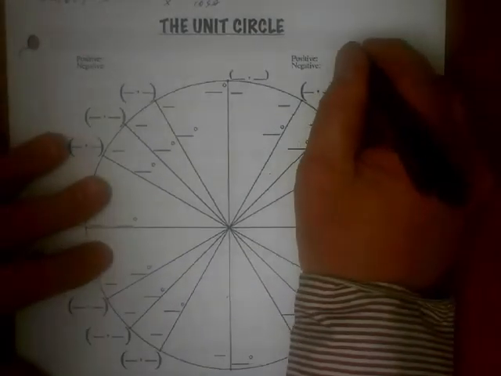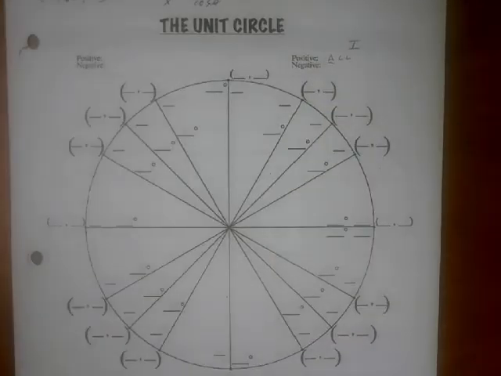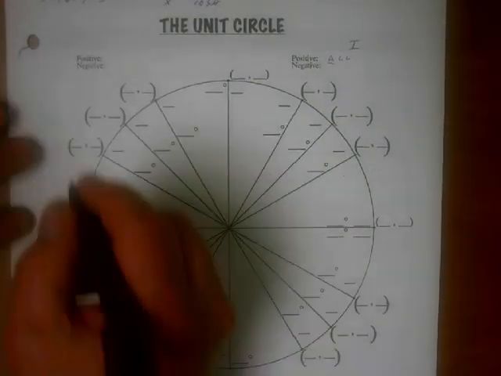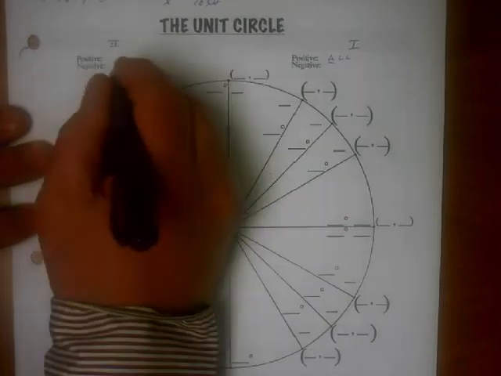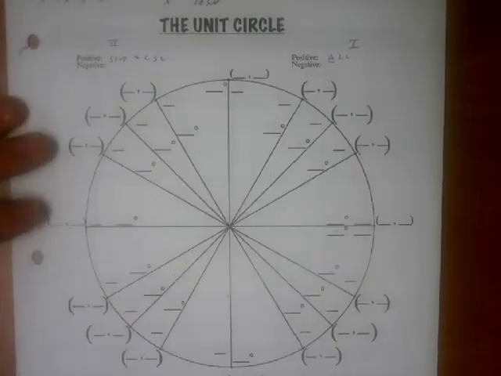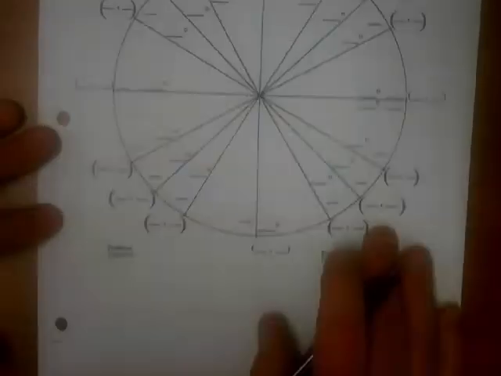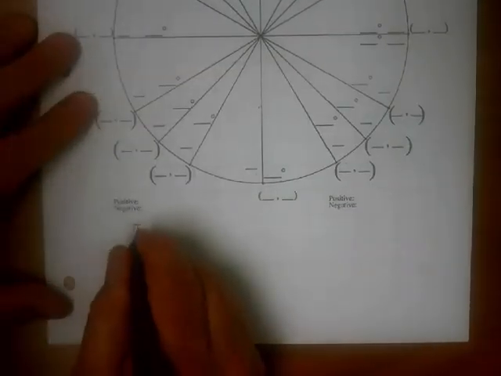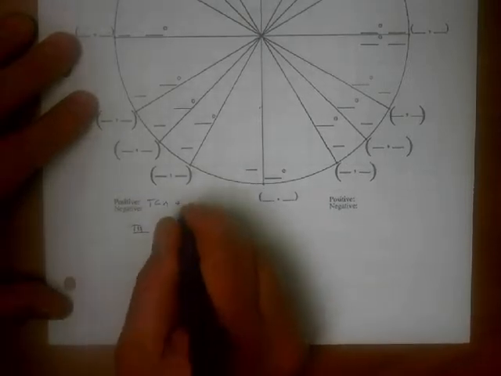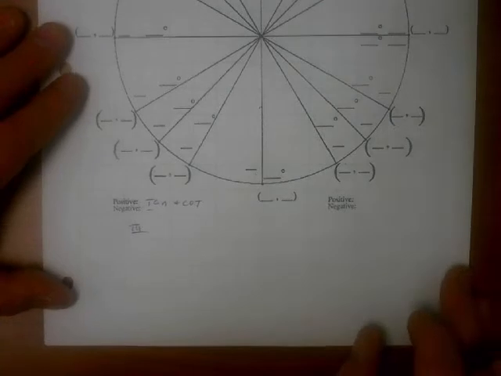This is our quadrant 1. All trig functions are positive in quadrant 1. Here we have quadrant 2. Sine and cosecant are positive in quadrant 2. Down here, we have quadrant 3, which is tangent and cotangent. Tangent is positive in quadrant 3.